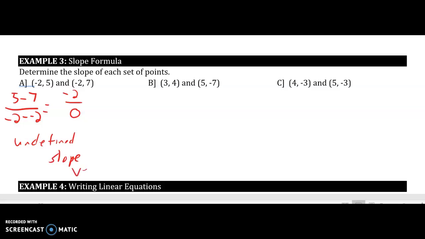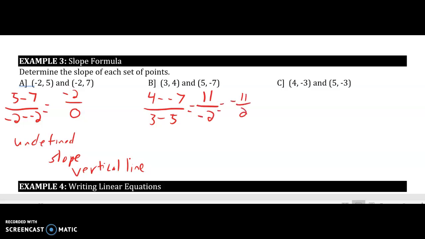This is a vertical line. Anytime you have an undefined slope, you've got a vertical line. So then we come here and we'll do 4 minus negative 7 over 3 minus 5. Turn that into addition, it's 11. Subtract, that is negative 2. So negative 11 halves. There's no reason to turn it into a mixed number. You can leave it that way.